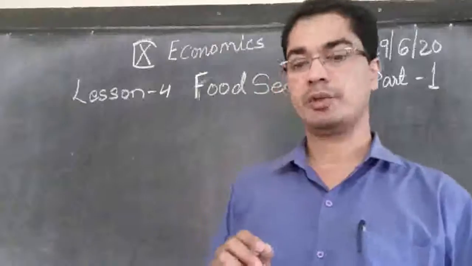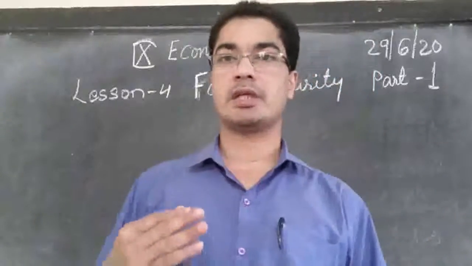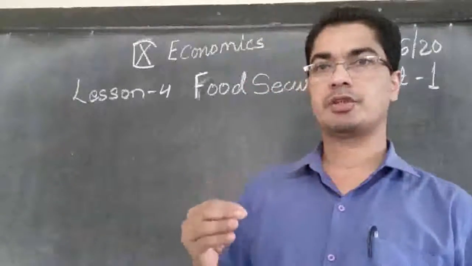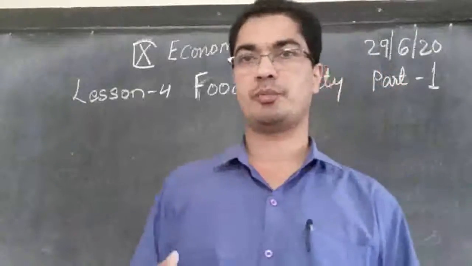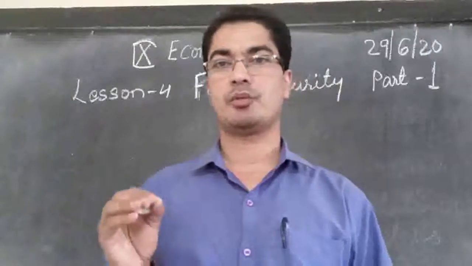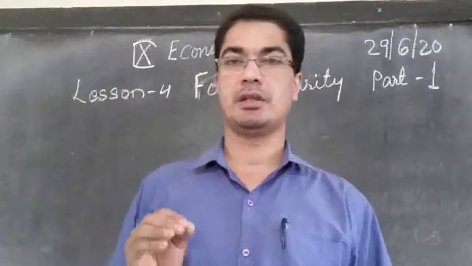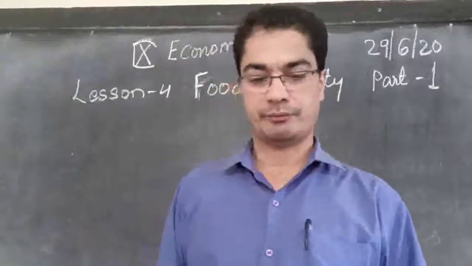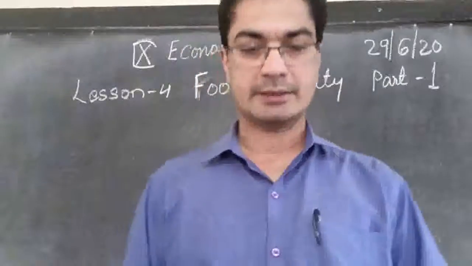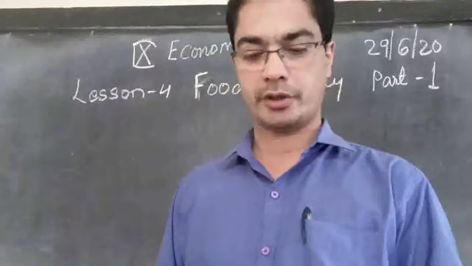In this lesson we will be seeing the different programs and schemes that the government is providing to make sure that food reaches the poor sections of society at a cheaper rate. So let us go through the text and see. Take lesson number 4, page number 42.